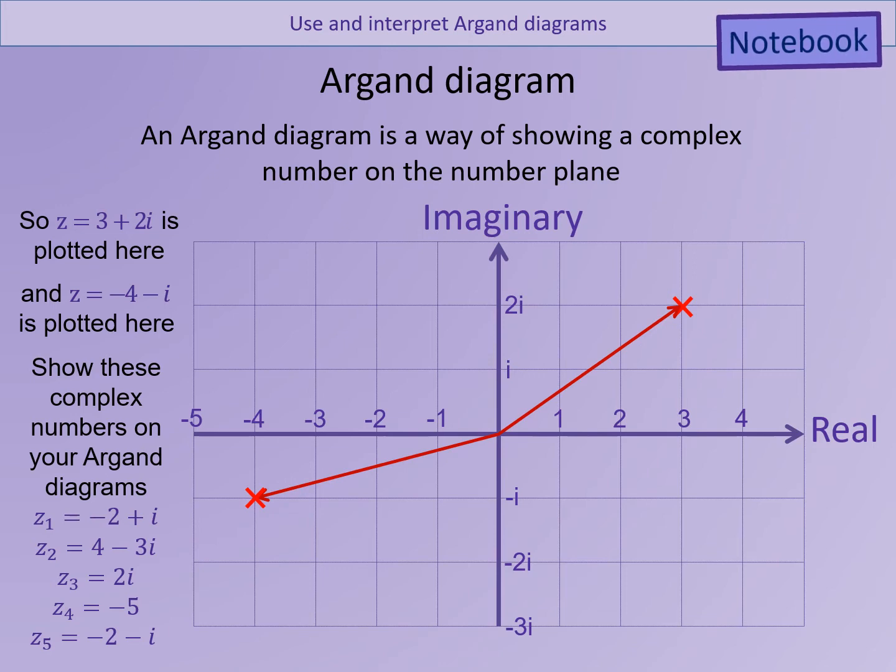So here are 5 complex numbers, z1 to z5. I'd just like you to pause this for a moment and see if you can plot those in the right place on a sketch of an Argand diagram.